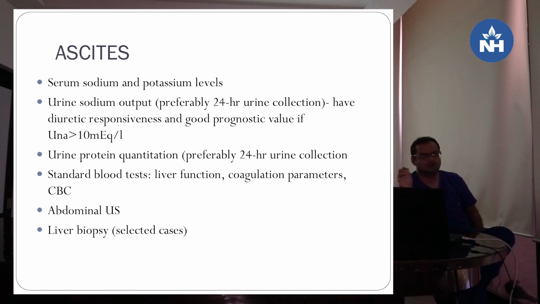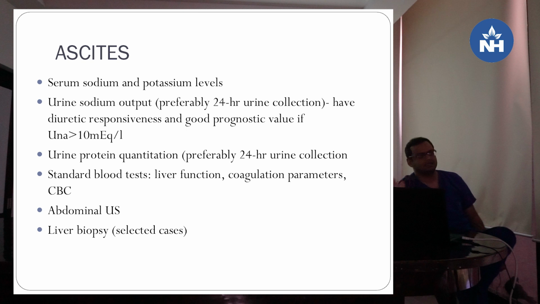the diagnostic workup of a patient of ascites, not related particularly to cirrhosis, but the causes of ascites. Any patient with ascites, we have to do these investigations like serum sodium potassium level. Urine sodium output is very important, a responsive and good prognostic value if urinary sodium is more than 10 milliequivalent per liter.